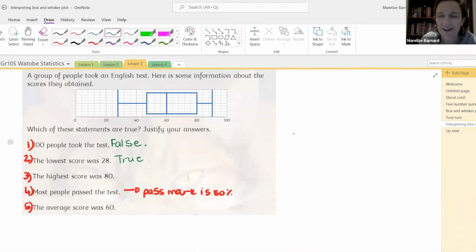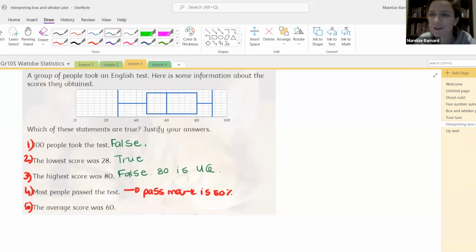Hi, ma'am. I said that this is true. Oh no, sorry, I said it's false. Yes, it is false. Why is it false? Because that's the median of the higher scores. Yes, 80 is the upper quartile. That's right. Thanks for that, Isa. Well done. Most people pass the test if the pass mark is 50.